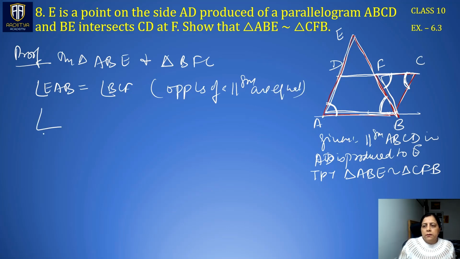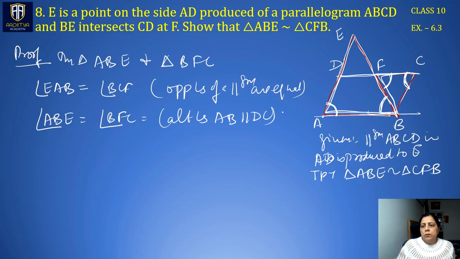Then the second thing is angle ABE. Angle ABE is equal to angle BFC. They are alternate angles as AB is parallel to DC. So now we have proved two angles of this triangle are equal to two angles of another triangle. Therefore, triangle ABE. See, I have told you A should be equal to C. So yes, A is equal to C.